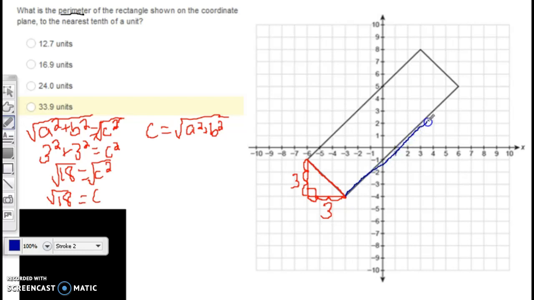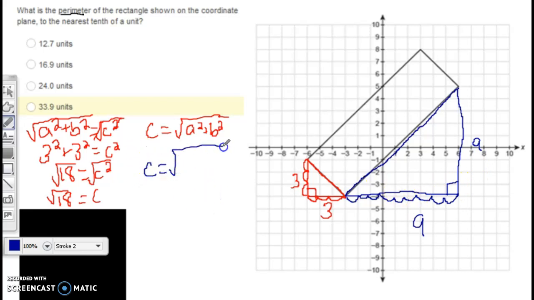If we want to find the side length of this blue line, the first thing we have to do is create a right triangle. So we're going to follow the grid, and then we're going to count the units. So 1, 2, 3, 4, 5, 6, 7, 8, 9. Let's see, that's 4 and 5. That's also 9.